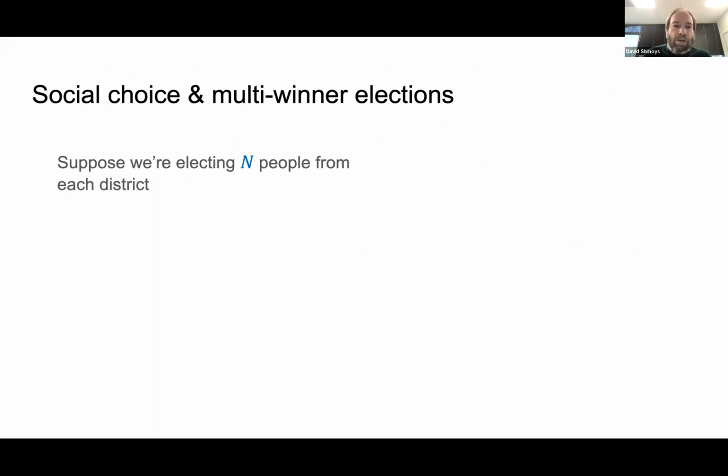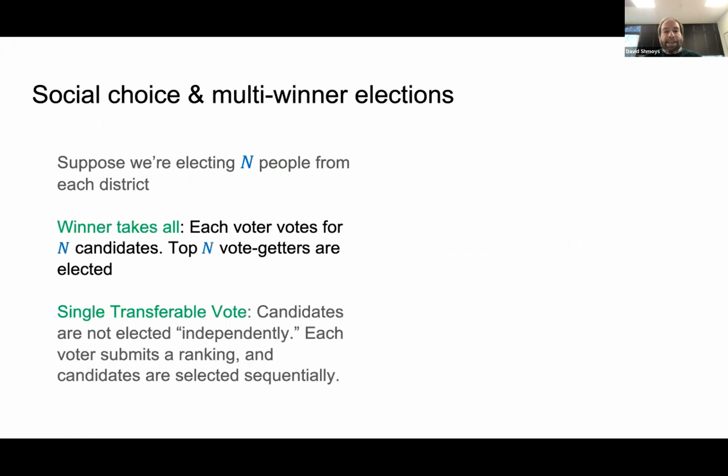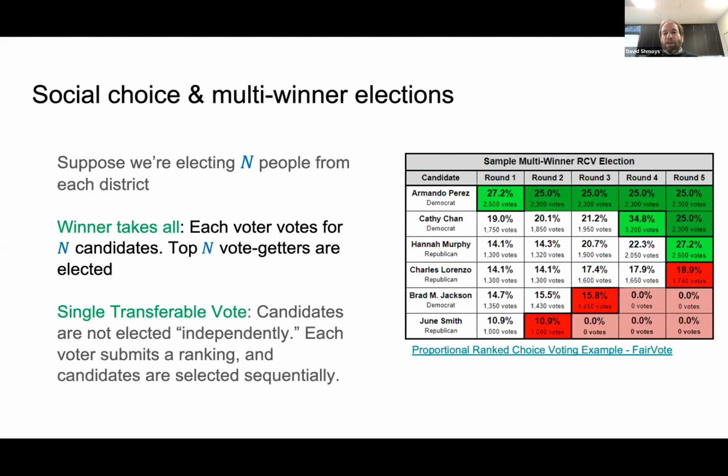So one thing I want to do is give you a sense of, suppose we're electing N people from each district, one natural way to do this: each voter gets N candidates and the top N vote getters are elected. This is actually a terrible idea, and I'll talk about why. In contrast to that, there's a very complicated mechanism, which I'll try to outline quickly, known as single transferable vote, in which candidates are not elected independently, but which is a way of implementing the results of ranked choice voting.